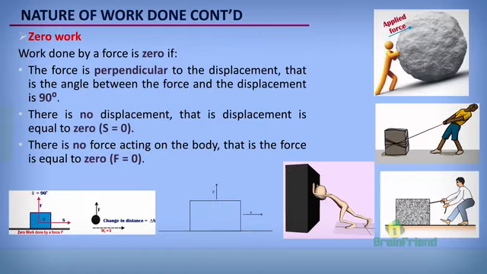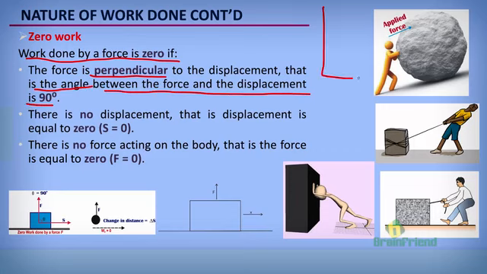Now, when is the work done 0? Work done by a force is 0 if the force is perpendicular to the displacement. That is, the angle between the force and the displacement is 90 degrees. When we talk about perpendicular, we talk about something like this. When it's at 90 degrees, we say it is perpendicular. So when the force is perpendicular to the displacement, we say that the work done by the force is 0 because cos 90 is actually 0.